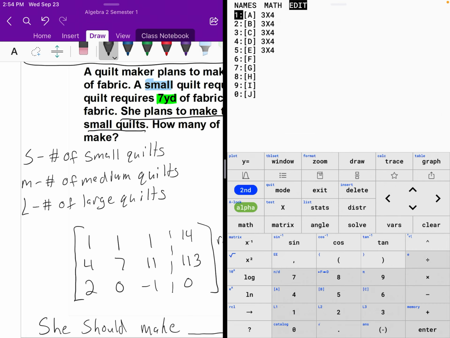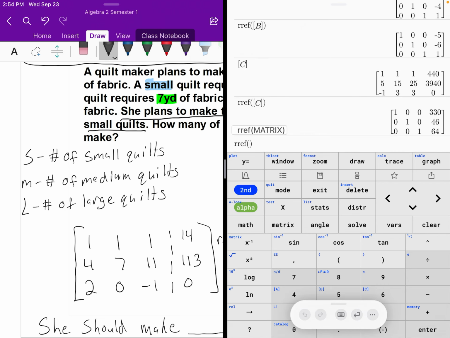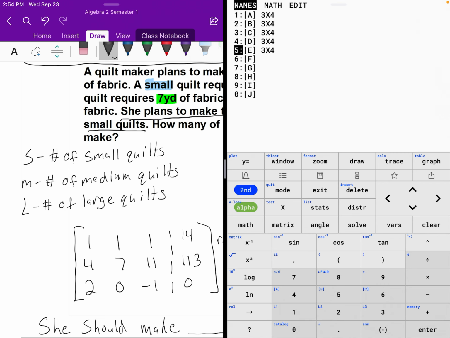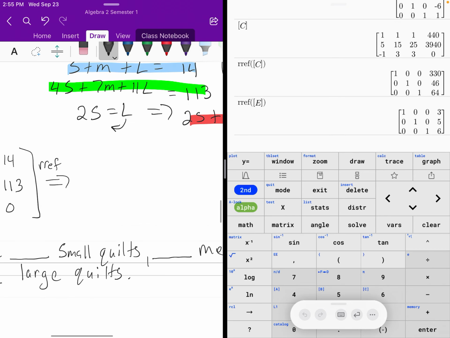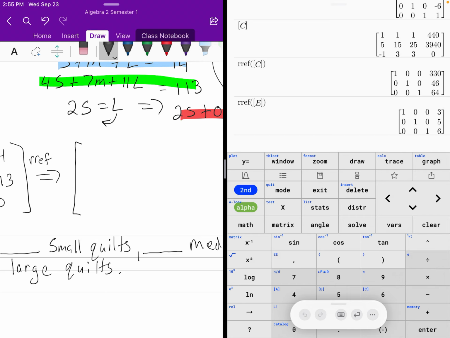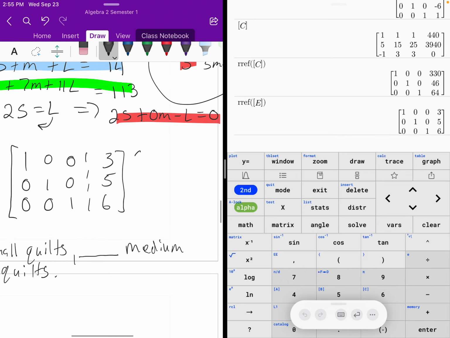It's not bringing it in. RREF of matrix E in this case. Okay, when you guys do this, you can just plug it into A every time. Since we had all 5 of these, I plugged them in right away. So in my case, I'm doing matrix E. We hit enter. We should get that identity matrix with the ones. And 3, 5, 6. Okay, so smalls was 3, mediums was 5, larges were 6.